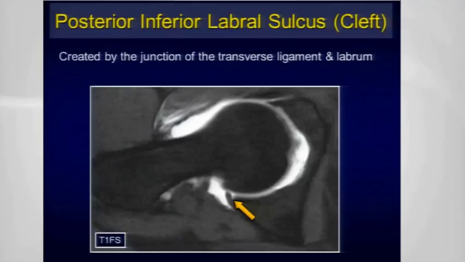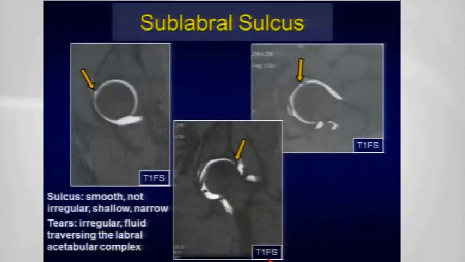Let's look at an example of a posterior inferior labral sulcus. As I mentioned at the beginning of the talk, this is created by the junction of the transverse ligament and labrum, so just be careful of this pitfall. Recognize that this is just the normal cleft there, and be careful of not overcalling labral pathology.